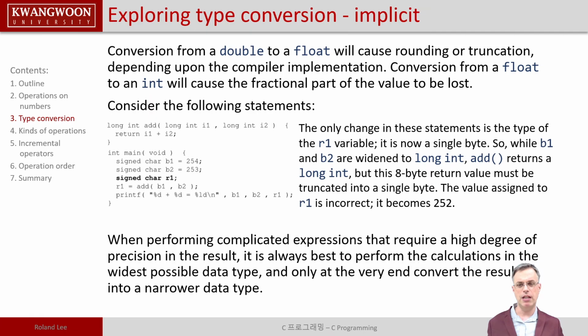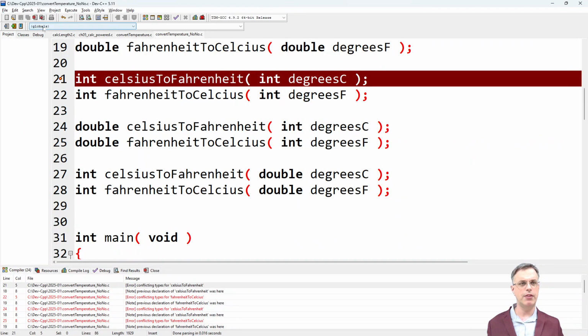When performing complicated expressions that require a high degree of precision in the result, it is always best to perform the calculations in the widest possible data range and data type, and only at the very end convert the result into a narrower data type. Now let's test this one, trunk rounding C. We will type a new program, so let's do that as well.